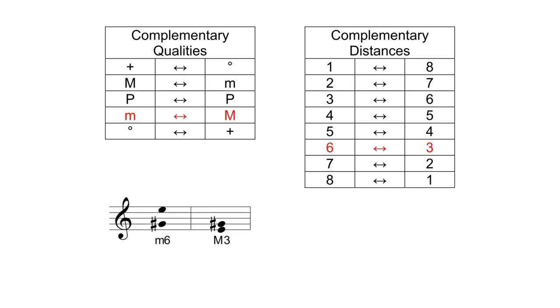In the example we previously looked at, minor complements to major and 6 complements to 3. Therefore, a minor 6 and major third are complementary.